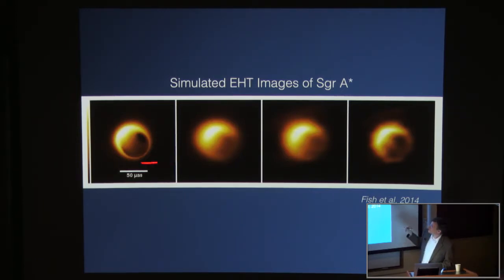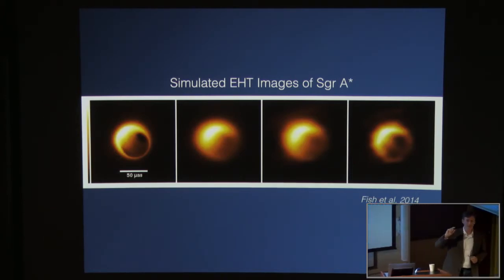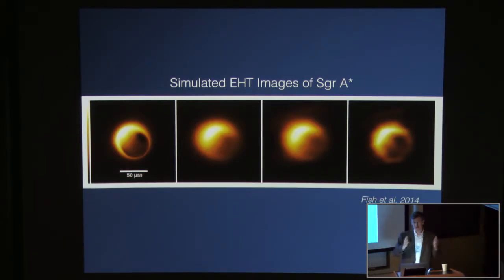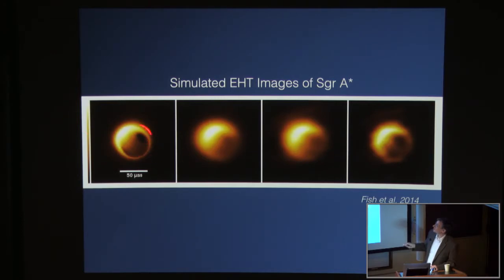The size of this is sometimes referred to as the shadow of the black hole. The size of this shadow significantly exceeds the size that you would estimate by just taking GM over c squared D. So that ratio is about 5 microarcseconds. The diameter of this thing is 50 microarcseconds, and the increase in size is due to strong gravitational lensing in the neighborhood of the black hole. So lensing helps us and increases the angular size of the event horizon. So this is a model.